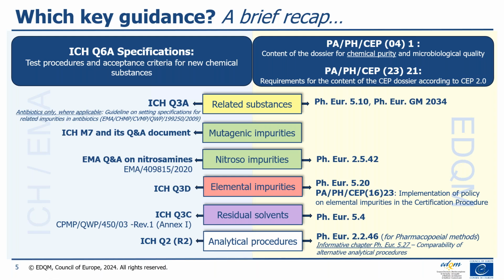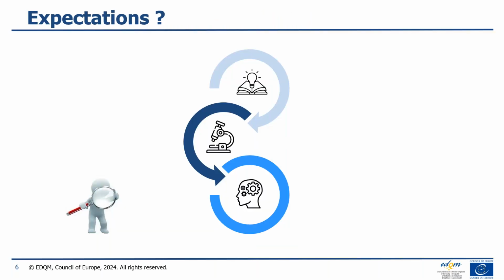Then we will see throughout the presentation that there are several other specific documents which have to be applied and which provide guidance on each type of impurity. I would also like to highlight that both ICH Q2 revision 2, as well as some general chapters from the European Pharmacopoeia, provide guidance on analytical procedures that should be used.